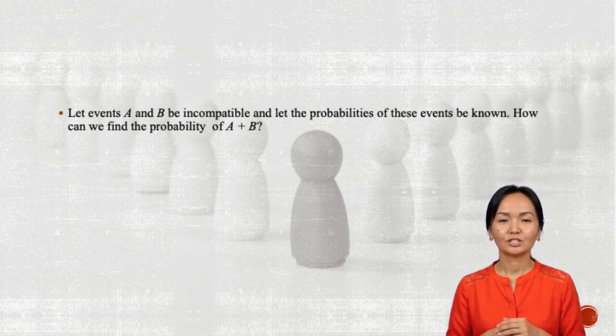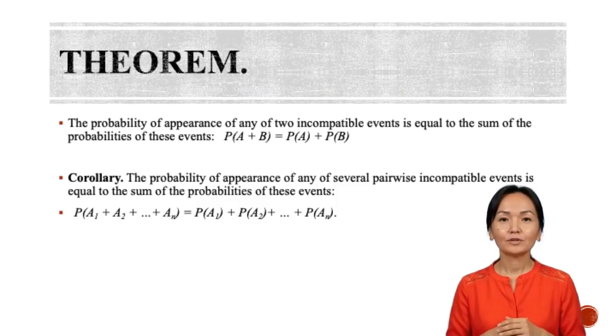The answer to this question leads us directly to the theorem of addition, which provides a beautifully simple solution to this problem and serves as one of the cornerstones of probability theory. The theorem of addition states that the probability of the occurrence of any one of two incompatible events is equal to the sum of their individual probabilities. We express this mathematically as P(A + B) = P(A) + P(B). This is remarkably straightforward. When events cannot happen together, the probability that either happens is simply the sum of their separate probabilities.